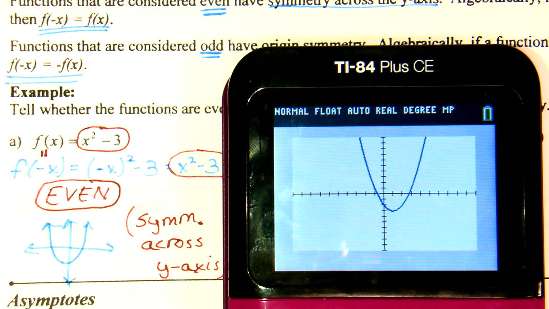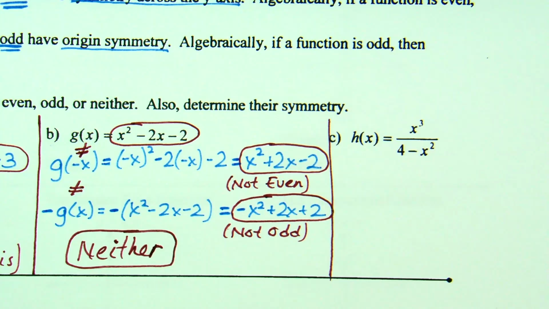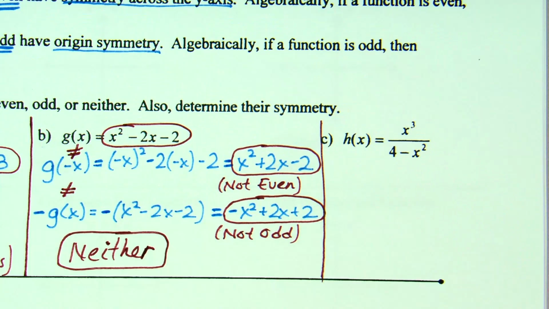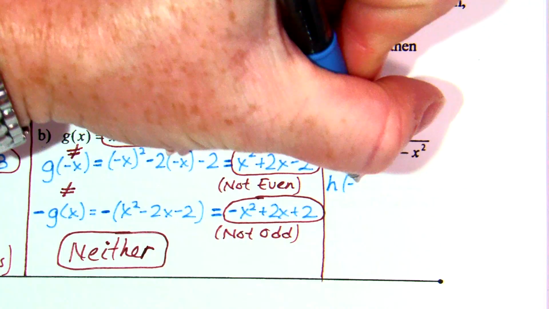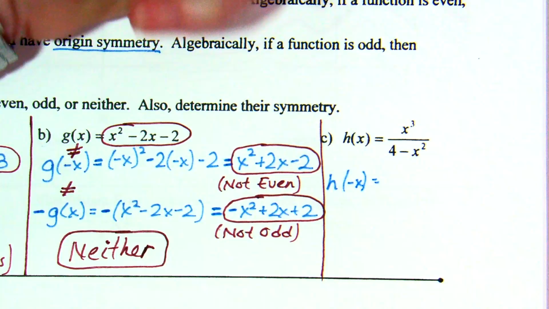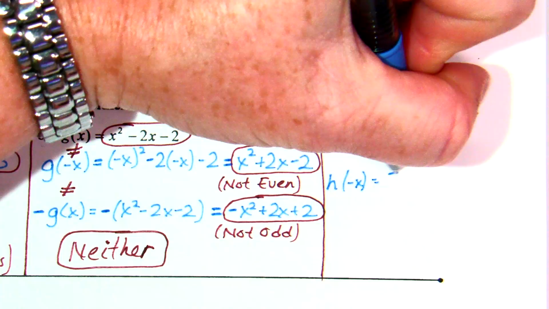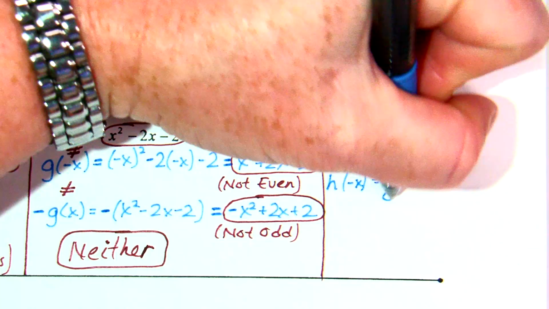Okay, ready to try C? Algebraically, what do I find first? H of negative x. So that means we put in a negative every place we see an x. So it's going to be the negative x raised to the third over 4 minus negative x raised to the second.